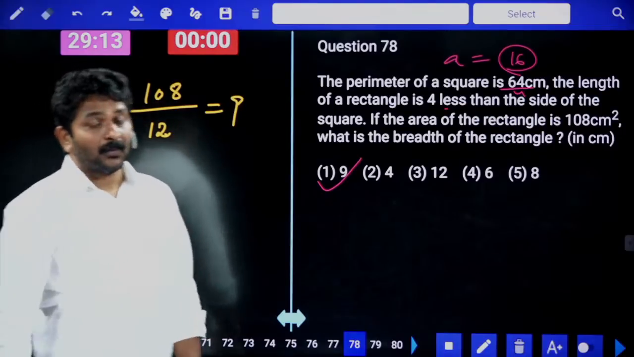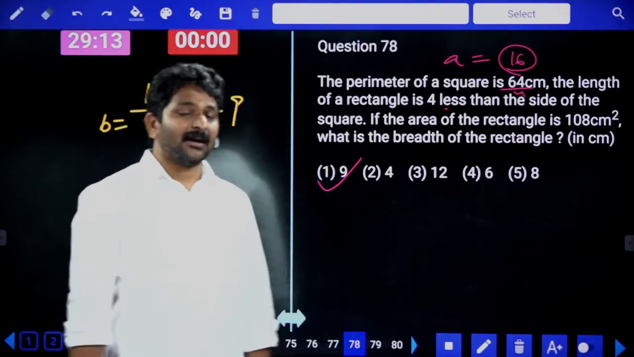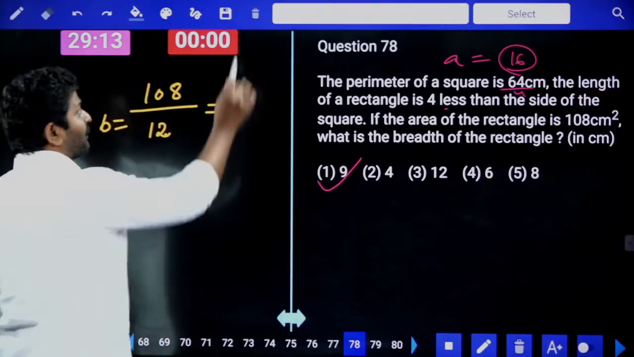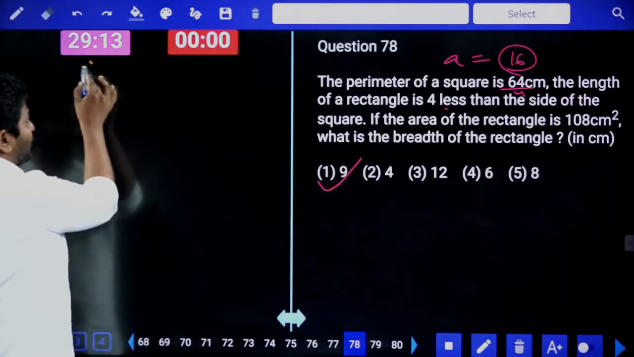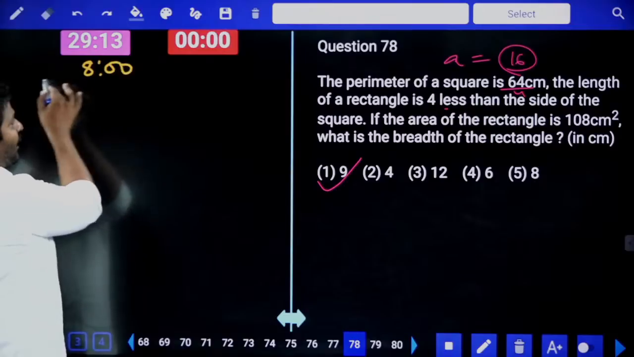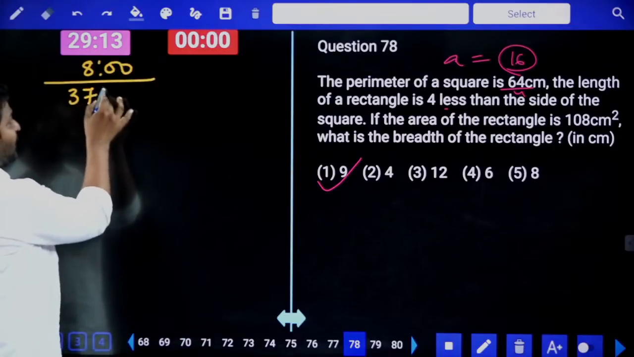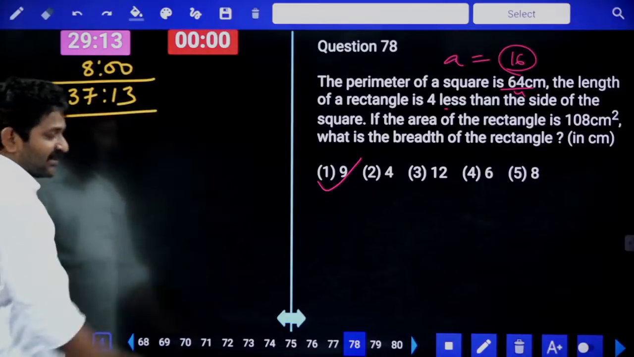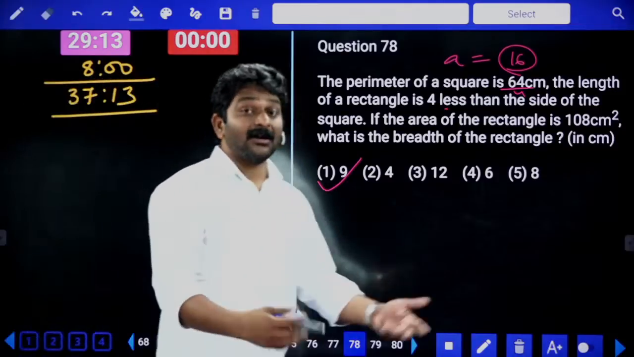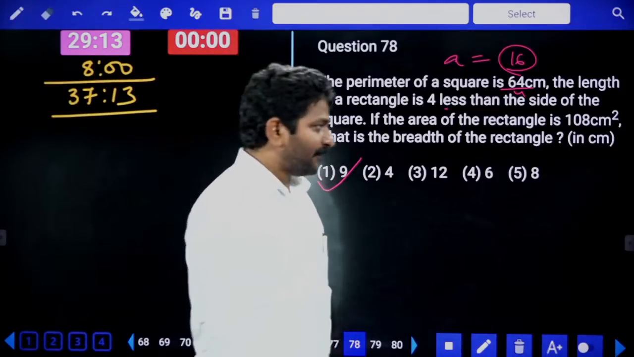So now what's the total time that we took to complete these questions? To this number we have to add 8 more minutes. So that is 37 minutes 13 seconds. Still you are left with 8 more minutes approximately.